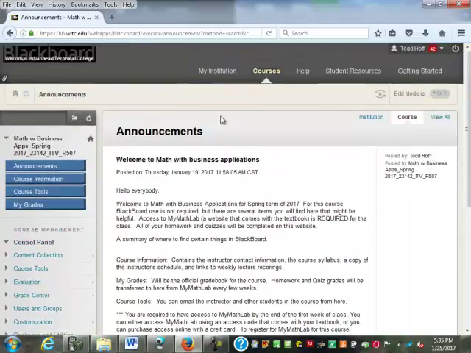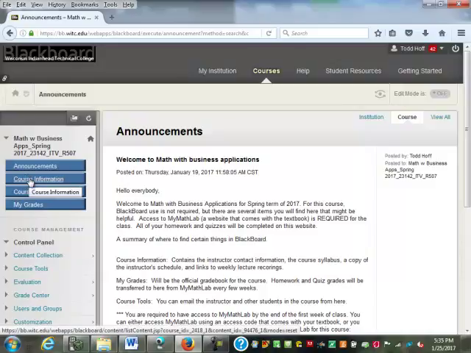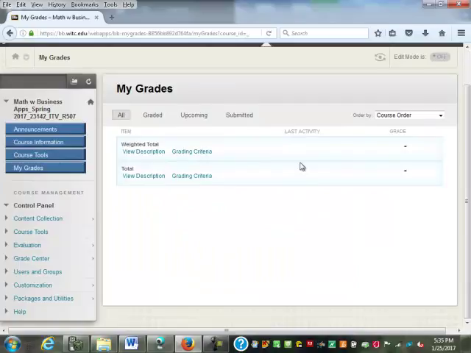So in Blackboard, after this opening announcement, most of the useful stuff will be in the course information. You will be able to check your grades. I will post grades every couple of weeks. I'll update the grades from MyMathLab into Blackboard so you have them, and I also will make sure I update them every time there's a unit test. You'll be able to see a list of your grades. Right now there's nothing out there, no assignments.